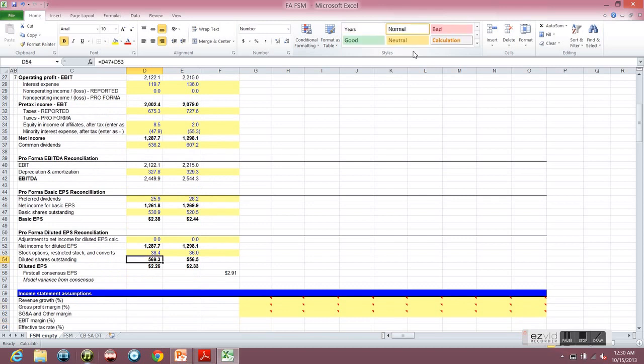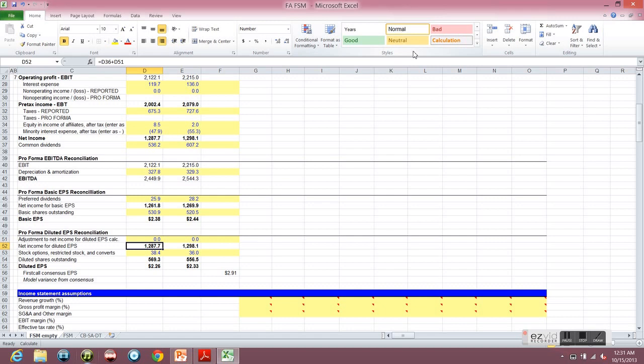Last but not least, our pro forma diluted EPS. For our pro forma diluted EPS, we are taking our adjustment to net income for diluted EPS. Okay, this is typically shown in the report. As you can see, there's a zero, reason being that we can't find it in the report, and it will strictly say that, okay, we had this much of an adjustment to our diluted income. Okay, so net income for diluted EPS.